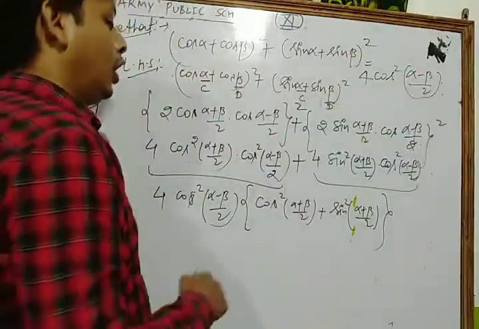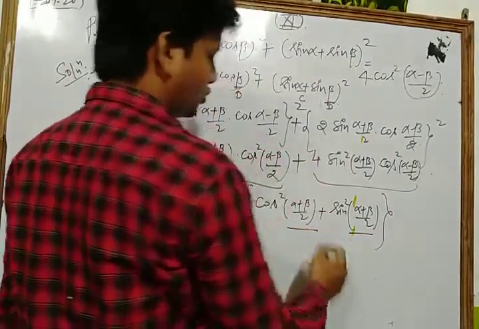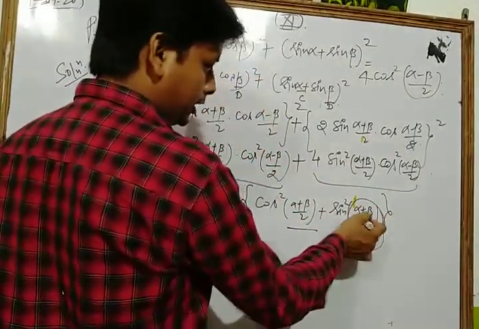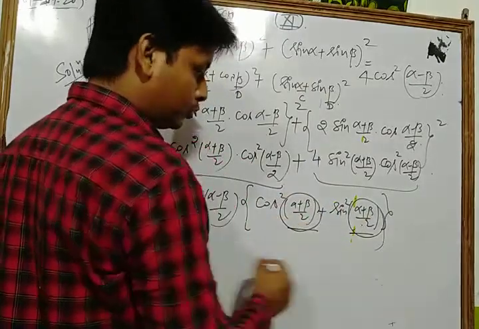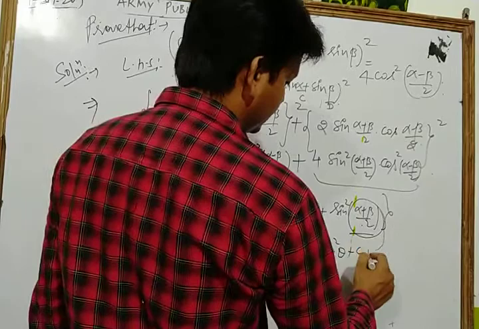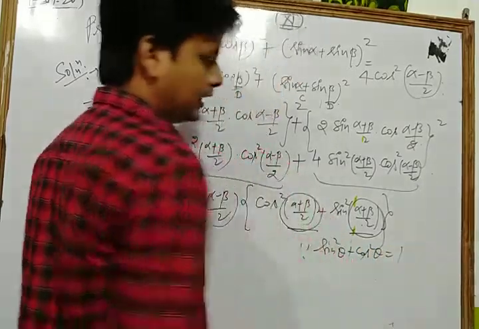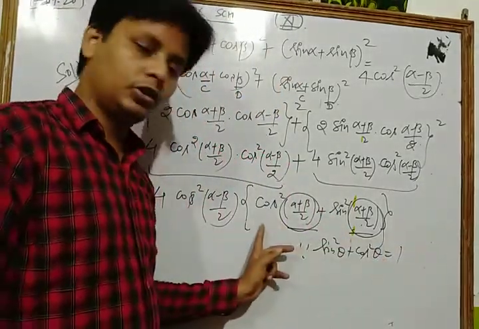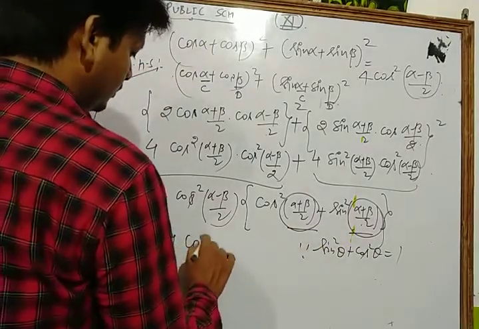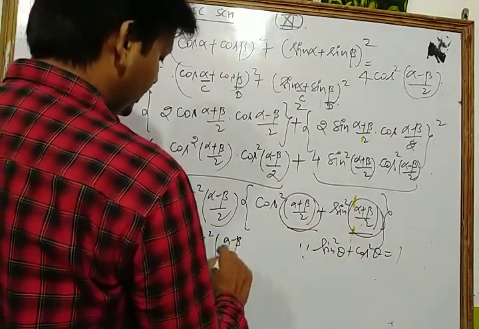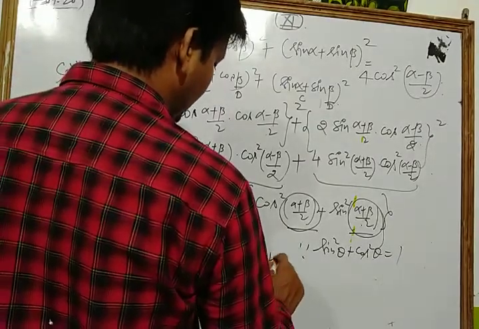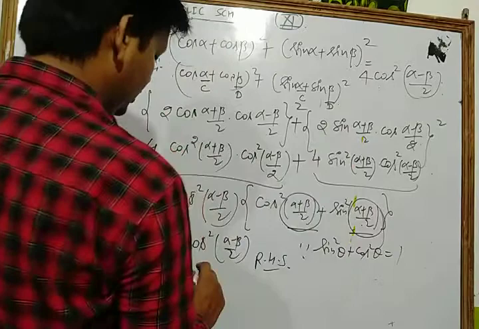Now we know that sin square theta plus cos square theta is 1, because here theta has to be the same, that is (alpha plus beta) by 2 in both. Since sin square theta plus cos square theta is equal to 1, that part equals 1. So what I get is 4 cos square (alpha minus beta) by 2. Hence this is our right hand side, hence proved.